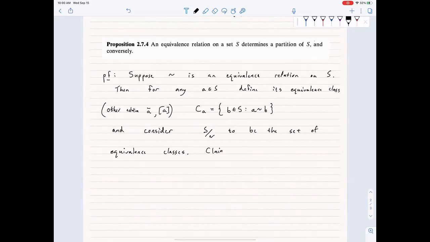Now the claim is that S over tilde, the set of equivalence classes of the equivalence relation, is a partition of S. This is what we were saying. Let's prove this claim. Artin uses a different notation here. Artin uses S bar, but I'm much more a fan of S over tilde. It keeps the relation in play.